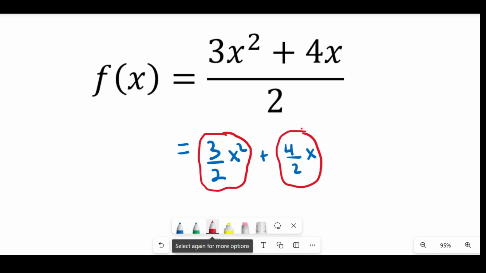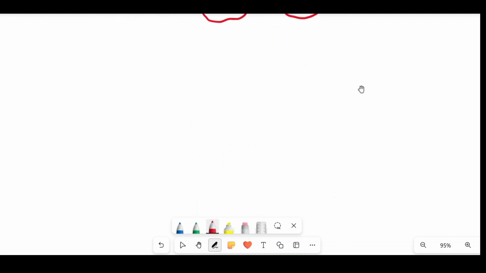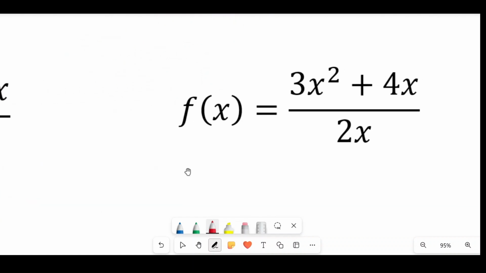But that's what you would do if you have a divisor that is just a coefficient or a number like that. So from here, I wouldn't use the quotient rule. I would just do classic, good old-fashioned power rule derivatives. So let's look at the next example.